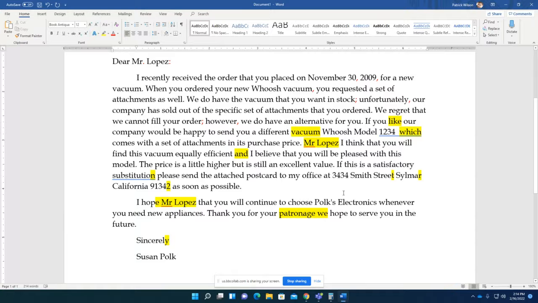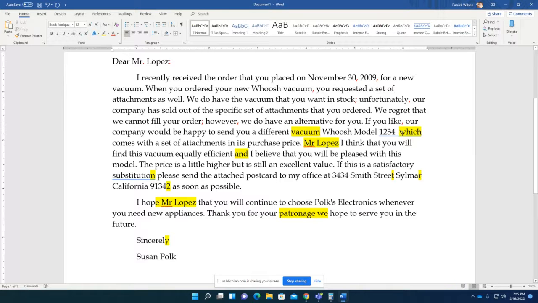If we go to the next sentence, if you like, our company would be happy to send you a different vacuum, Whoosh model 1234, which comes with a set of attachments and its purchase price. So here we've got a couple things going on. Like the second sentence, we have a dependent clause. So that's why I highlighted the like, because again, just like here, we need another comma. Because what we've got going on is a dependent clause blending in with an independent clause.